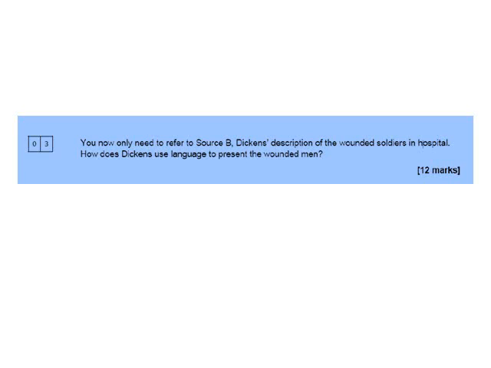Question 3 is the language question, which focuses on just one of the sources. In this case, you're just asked about Source B. So the first thing that we need to do is to read the source.